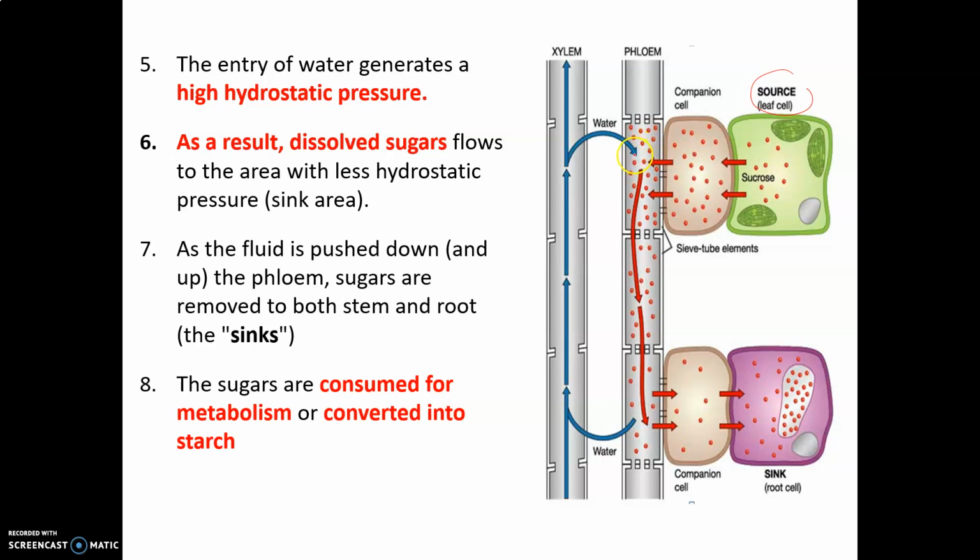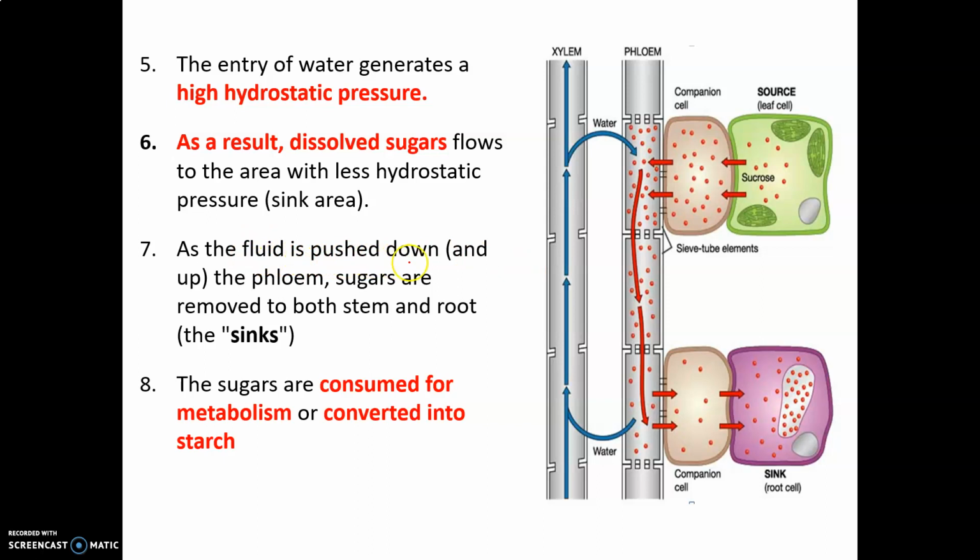As a result, apa yang berlaku pula, selalunya fluid dia akan move from high hydrostatic pressure to the lower area with low hydrostatic pressure. As a result, dissolved sugar tadi dia akan flow to the area with less hydrostatic pressure, iaitu the sink area. Jadi disebabkan dekat sini high pressure, dekat bawah ni pula, dekat sink cell pula ada low pressure. Jadi the entry of water tadi dia akan push the sap from high hydrostatic pressure punya area masuk ke area with lower hydrostatic pressure, which is dekat dengan sink area.